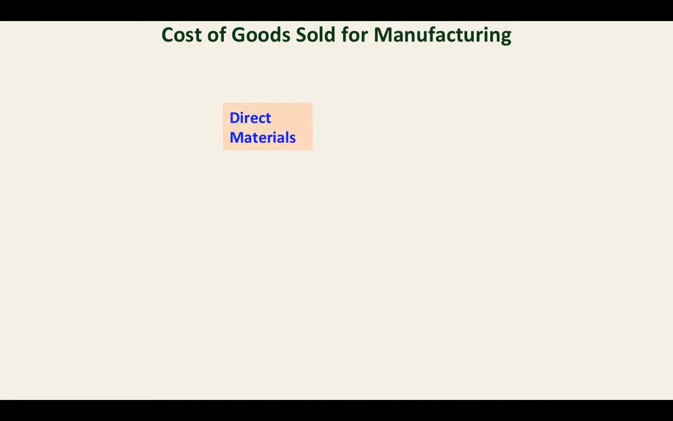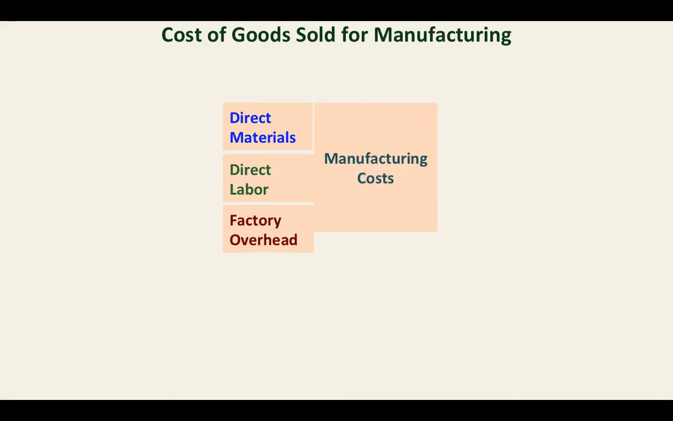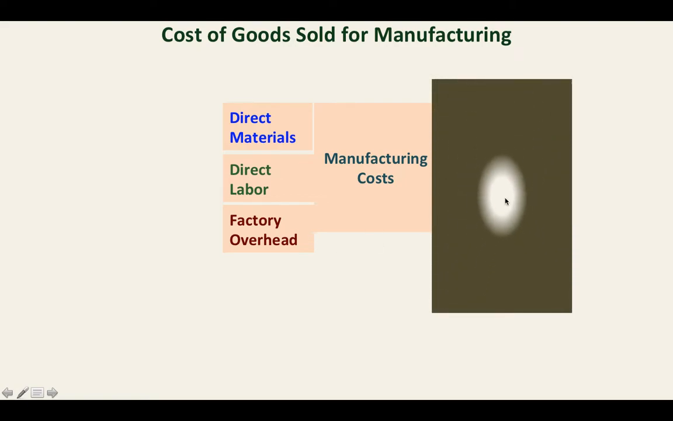So class, direct materials plus direct labor plus factory overhead will give you your manufacturing cost. Okay, if you are in a manufacturing business, these are the elements of your manufacturing cost. Now, if you have completed all the items, that will also be your cost of goods manufactured. These are your manufacturing cost. That will be the same as your cost of goods manufactured if you have fully completed the goods that you are supposed to manufacture.